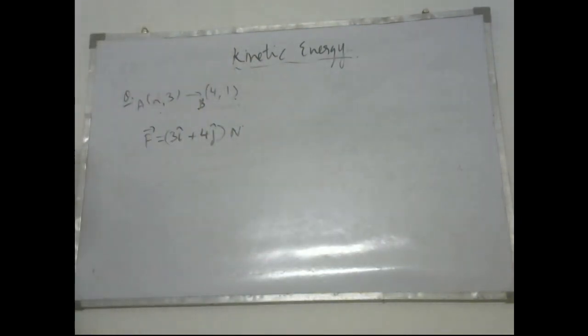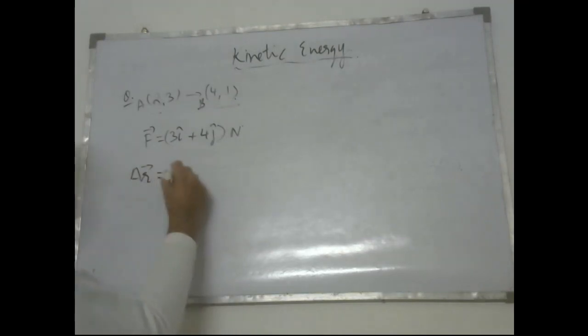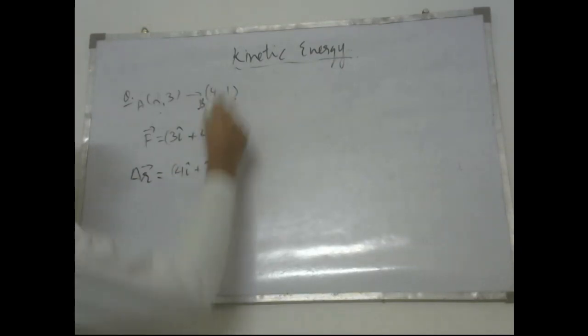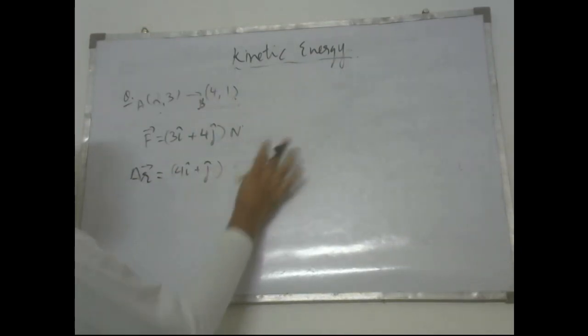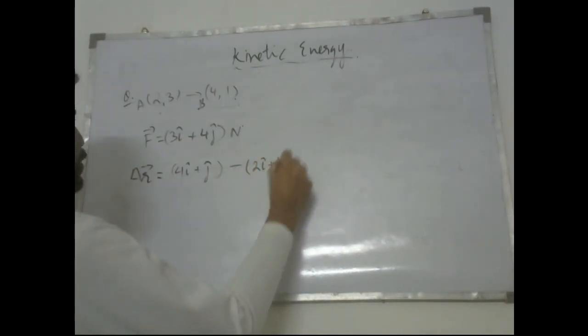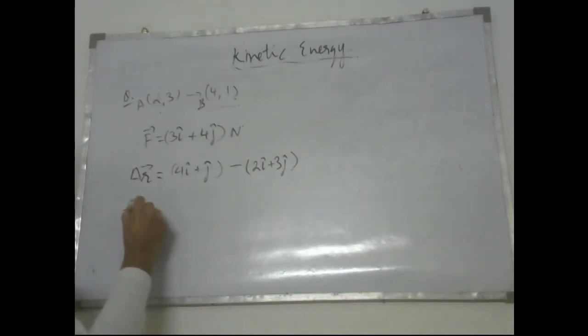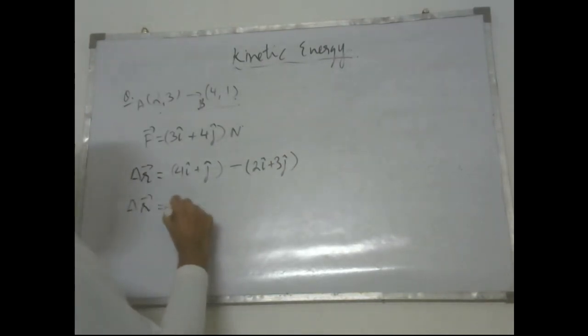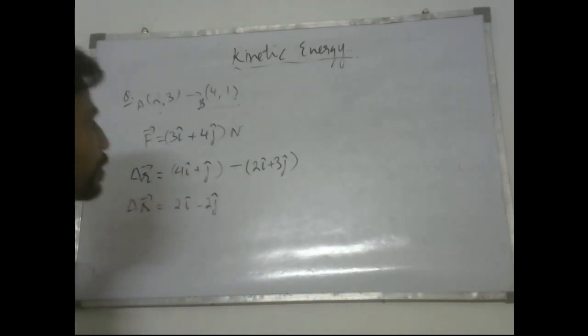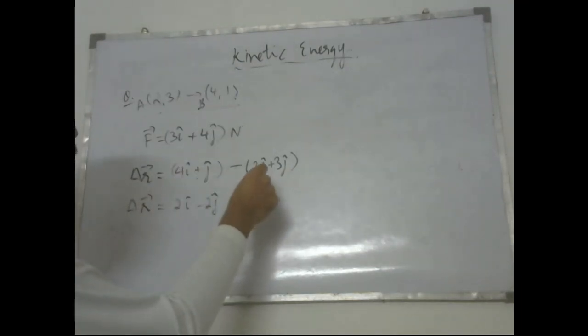So our displacement in this case, delta r vector, would be the final position of the particle, that is 4i plus j cap, minus 2i plus 3j. So the displacement delta r becomes 2i minus 2j cap. So this is our displacement of the particle, and like I demonstrated, it does not depend on how the particle is reaching from point A to point B.